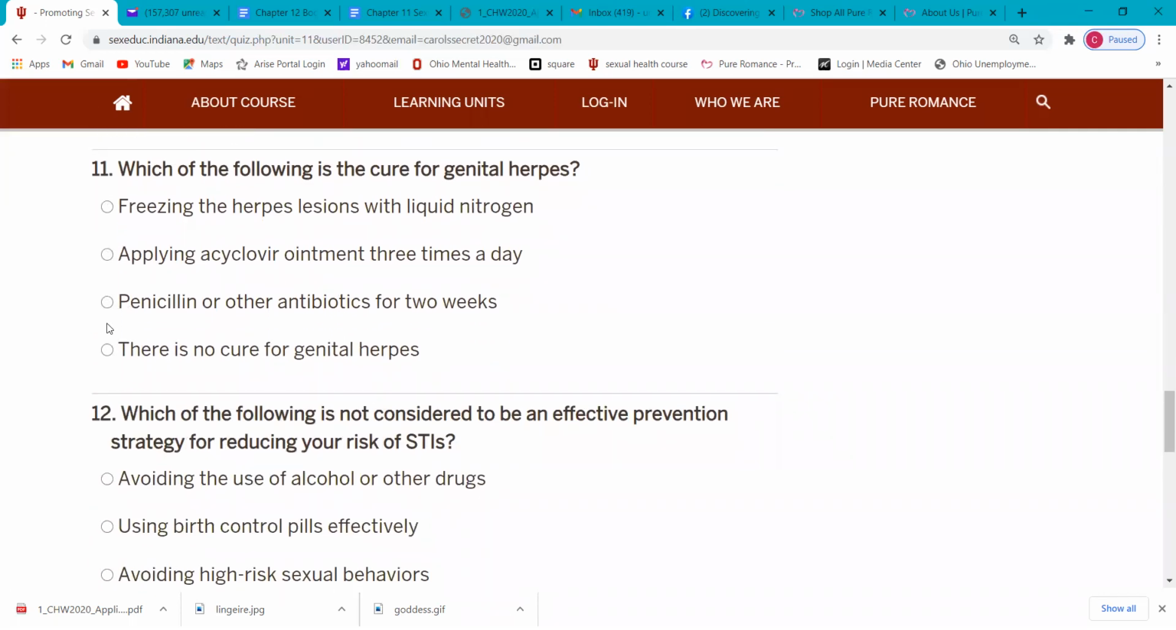So 11, which of the following is a cure for genital herpes? Is it freezing the herpes lesions? Is it applying acyclovir ointment 3 times a day? Is it penicillin or other antibiotics for 2 weeks? Okay. So, 11. There is no cure for genital herpes.